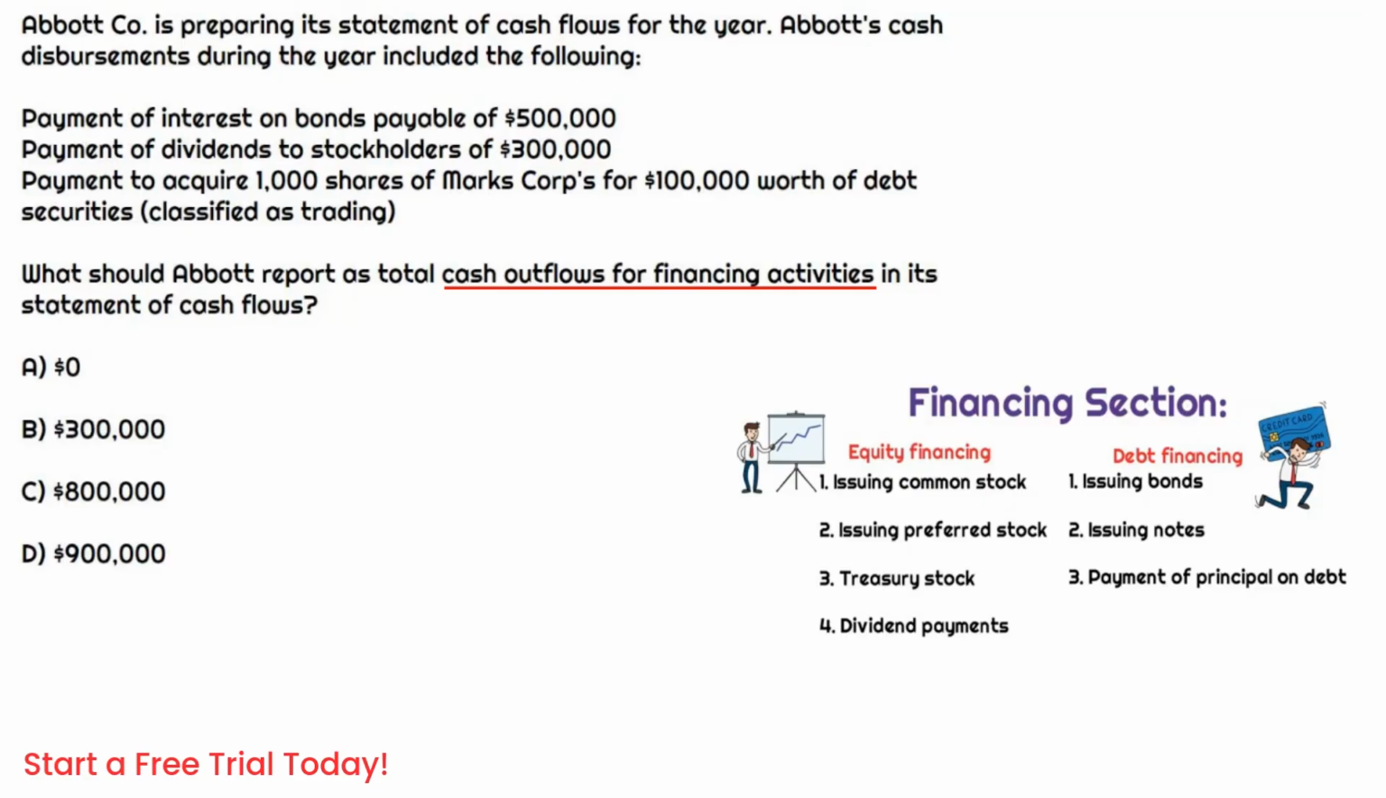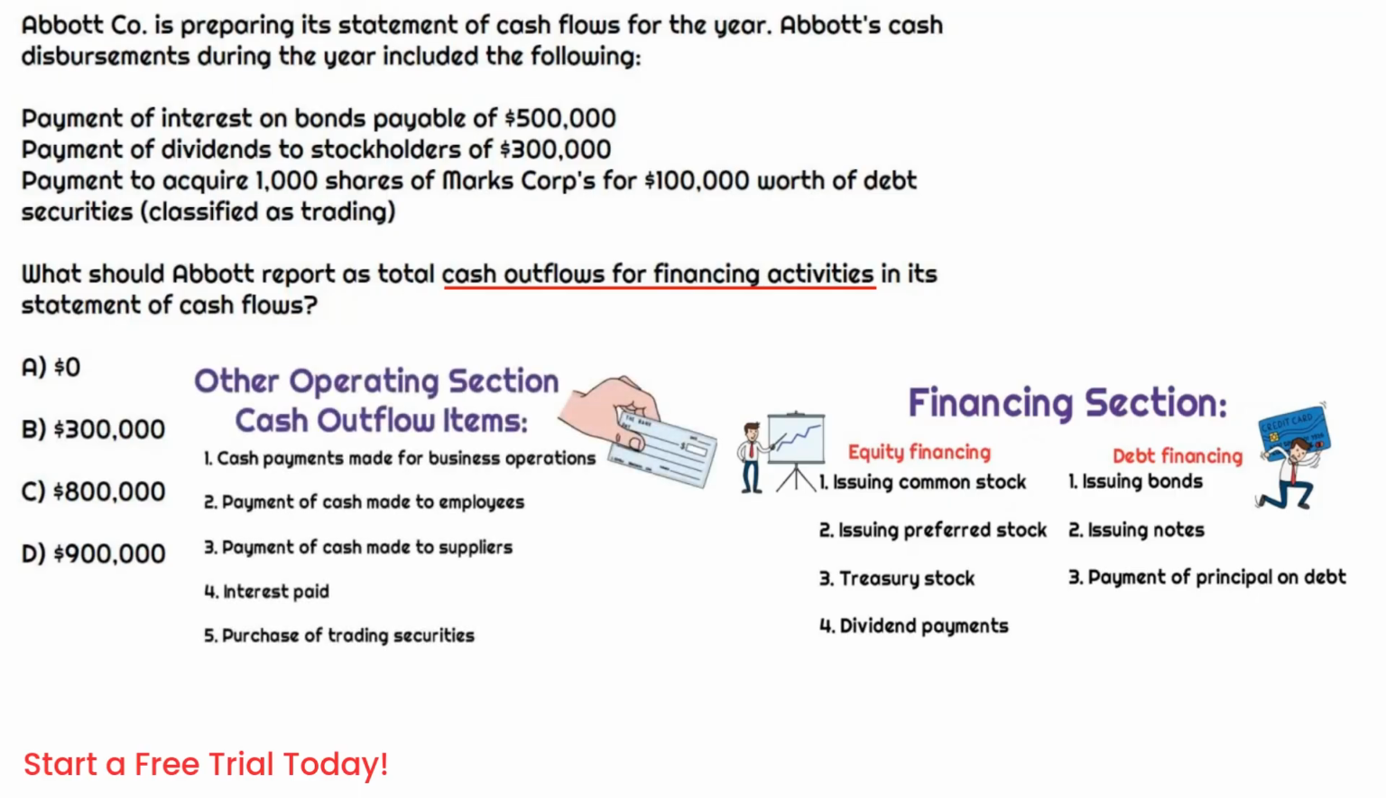So on the first item here, payment of interest on bonds payable for $500,000. So this one can be tricky, right? Because bonds, those are included in the financing section, but only the actual bond as a principal side of things, right? When it comes to interest, whether it's being paid or received, we're always going to report interest payments in the operating section. So that's going to be excluded from the financing section here.